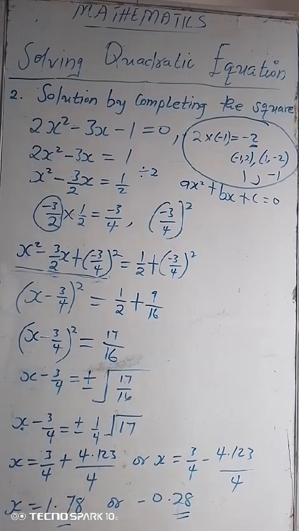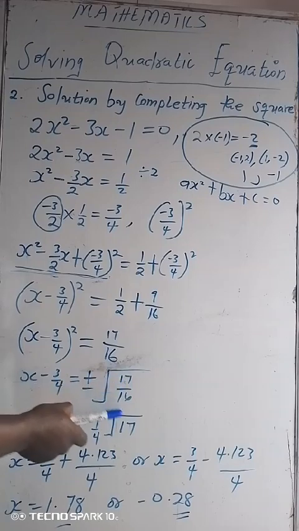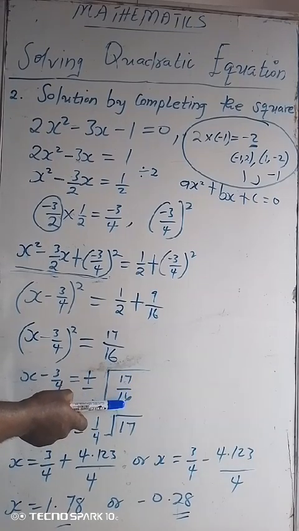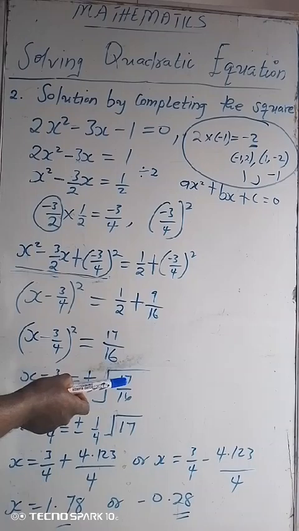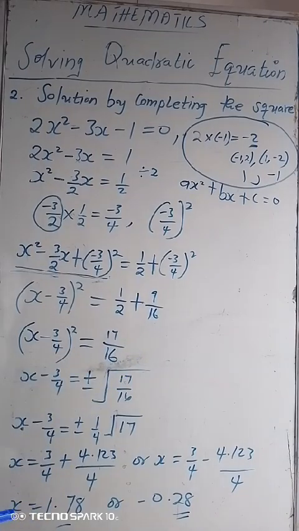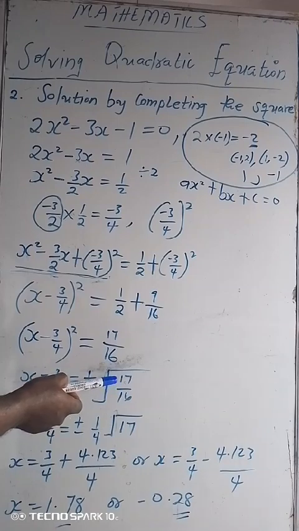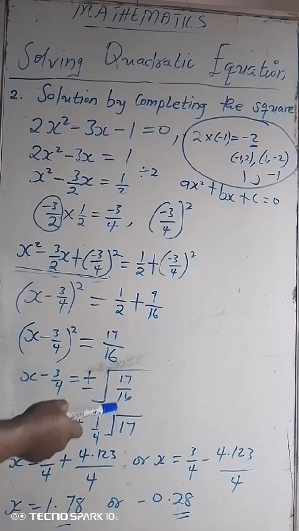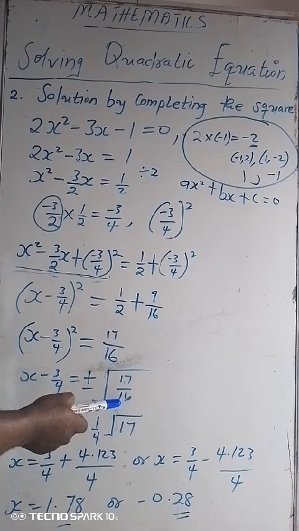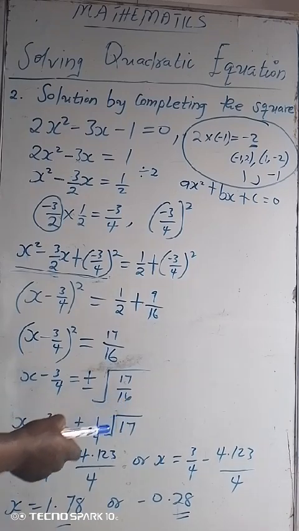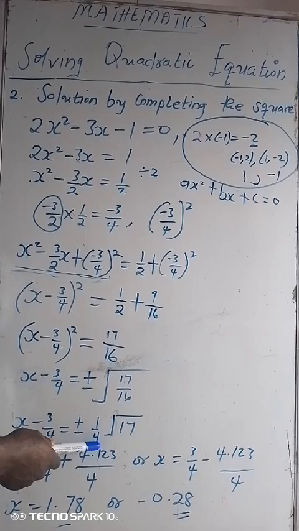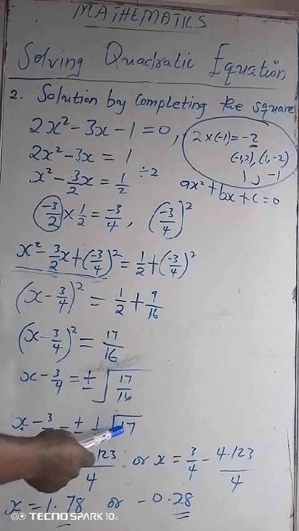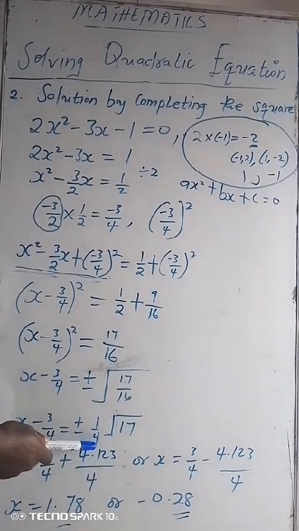Now, at this point, the square root is affecting both the numerator as well as the denominator. Now, square root of 17 will give me an irrational number, but square root of 16 will give me a rational number, which is 4. So that is the 4 we are observing here. So in other words, it's going to be square root of 17 divided by 4.